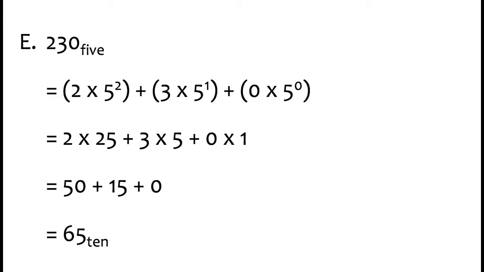5 squared, by mathematical simplification, is 5 times 5, and 5 times 5 will give you 25. So we'll be having 2 times 25 plus 5 raised to power 1, which is 5 itself. So we have 3 times 5 plus 0 times 5 to power 0, which is 1. 5 to power 0 is 1, so we'll be having 0 times 1. 2 times 25, the result will give us 50. Plus 3 times 5, the result will give us 15. And then 0 times 1 is 0.